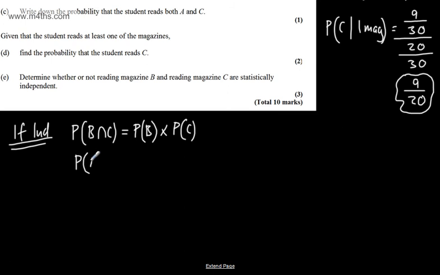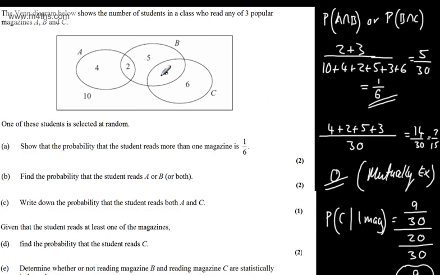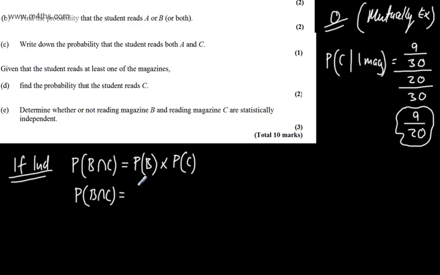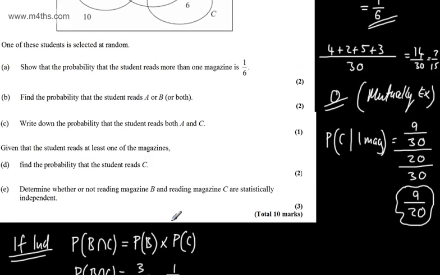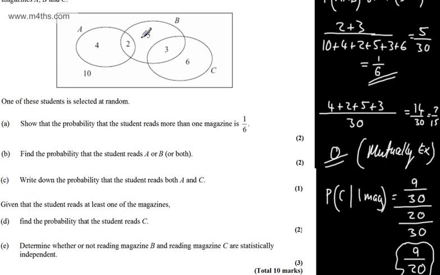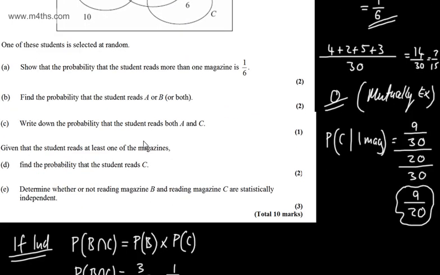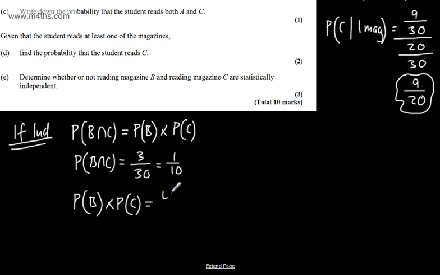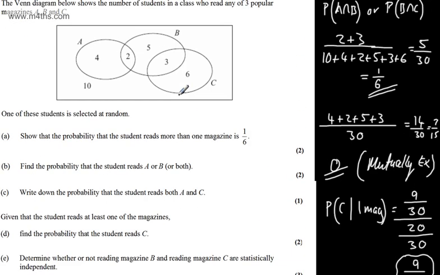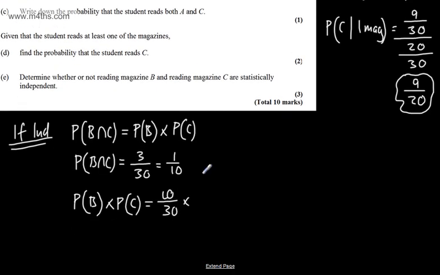So we can write now the probability of the intersection, which we've got up here, is going to be now the 3 out of 30. So 3 out of 30, and we can write that as 1 over 10. If we now look at the probability of B multiplied by the probability of C, we can say that this is going to be the probability of B. Well, if we look at B, we have a total of 10 out of the 30. That's B. So we can write 10 out of 30 multiplied now by the probability of C. Well, we obtained that from before, and that was going to be 9 out of 30.